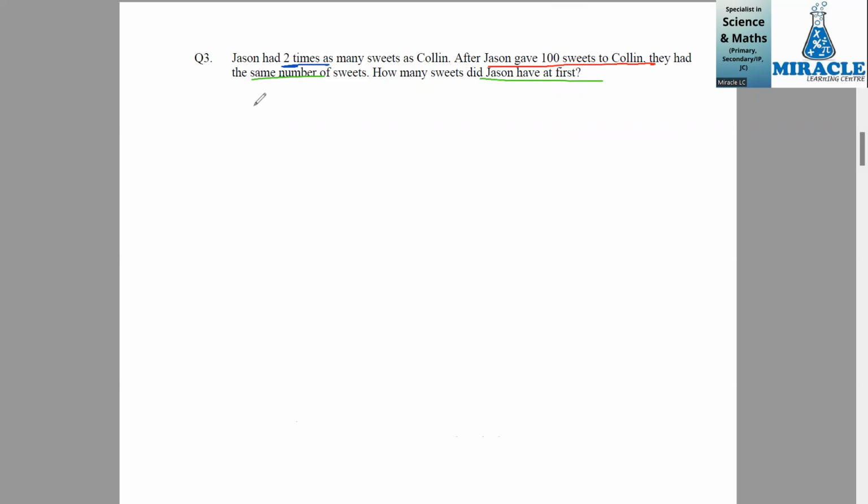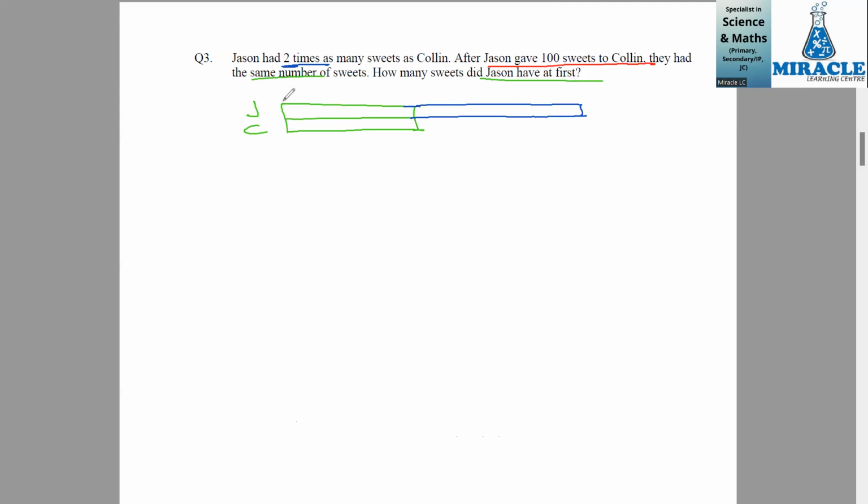So let's draw our models. We have Jason and Colin. And we know that in the end, they have the same number of sweets. And we know that in the beginning, Jason had 2 times as many sweets as Colin. So let's add one more unit for Jason.